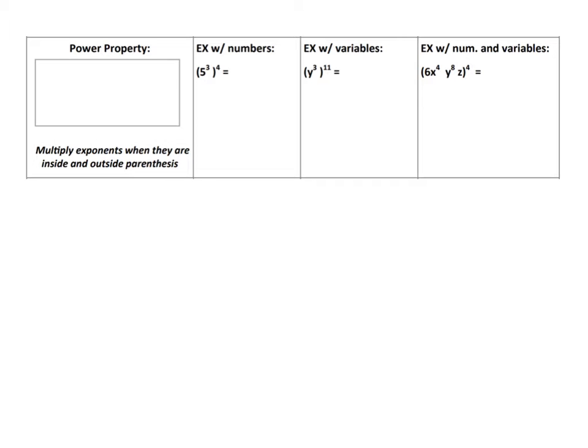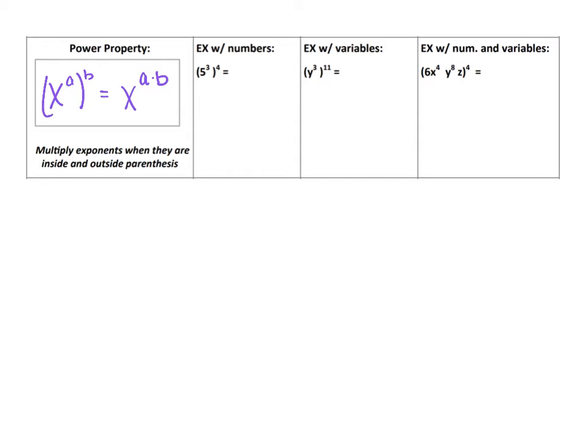And our last property for today is our power property. If I have one base with two exponents, so all of the other ones so far have had two bases, those last couple. But this one, what if I only have one base and it has two exponents? That means that I need to say I'm going to multiply those exponents together.